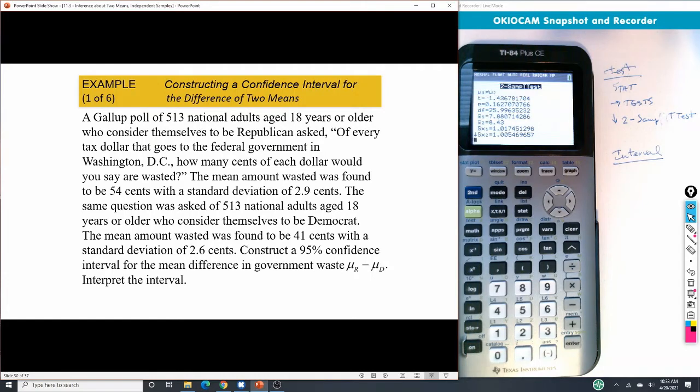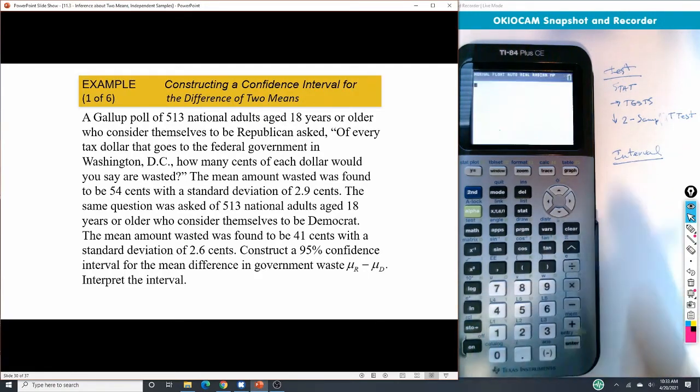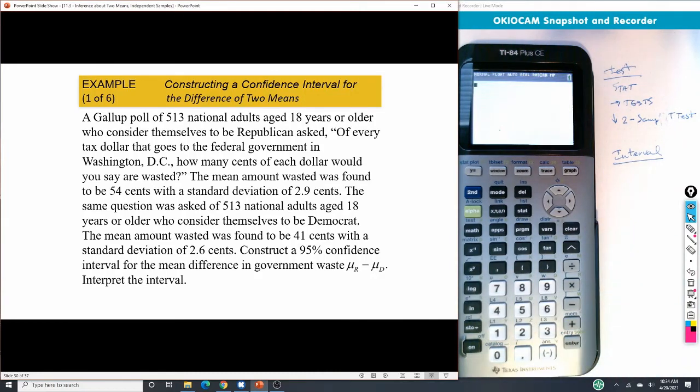All right, so here's our question. We have some Republicans versus Democrats, and of every tax dollar that goes to the federal government, how many cents of each dollar would you say are wasted? So this is just their opinion on what those things are. Okay, now the Republicans said 54 cents with a standard deviation of 2.9, whereas the Democrats said 41 cents with a standard deviation of 2.6 on those pieces. Okay. All right, so again, we want to look at all those pieces and see what's going on there, okay?